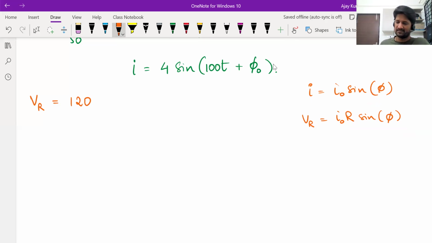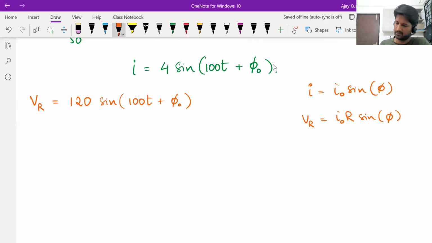Tan inverse 4 by 3, sir. So I naught into R becomes 120, and whatever is the phase of the current function, the same will be the phase of the voltage across the resistor. That phi naught is tan inverse 4 by 3. I'm not writing it. Is this clear? Yes or no?